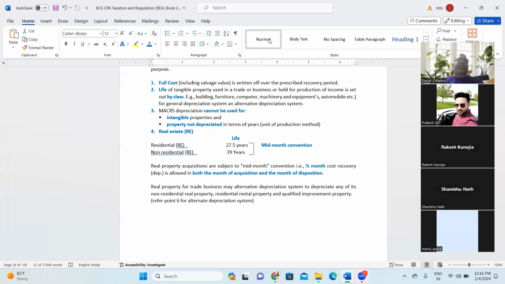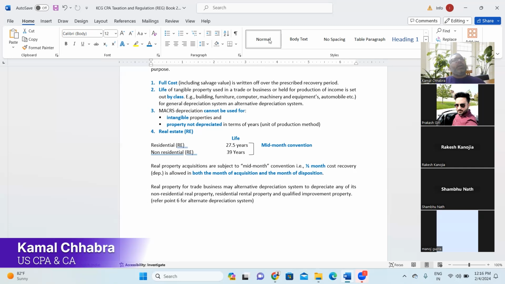So what is the mid-month convention method? In the month when you purchase the real asset, irrespective of the date of purchase or date of capitalization, you will be charging depreciation for half a month. That is called mid-month convention. So whether you purchased the asset on 1st January or 31st January, you will be charging depreciation of half a month of January in the month of purchase.